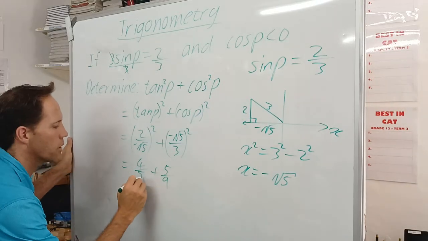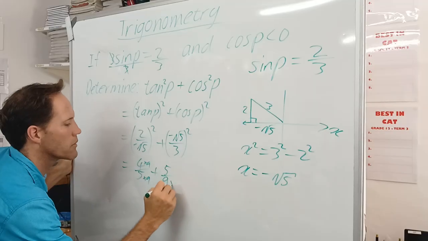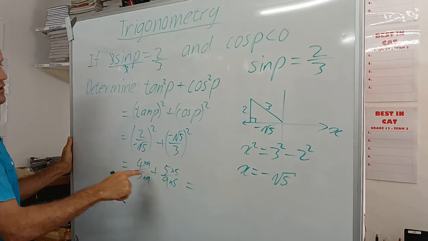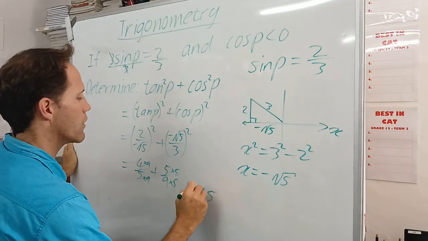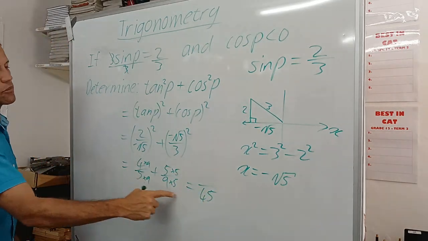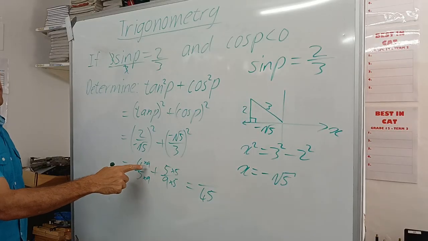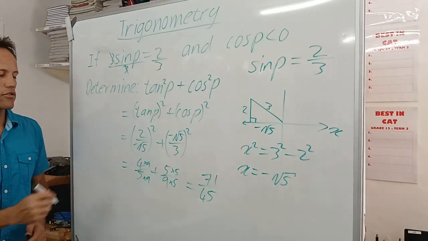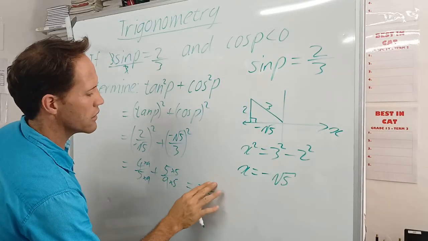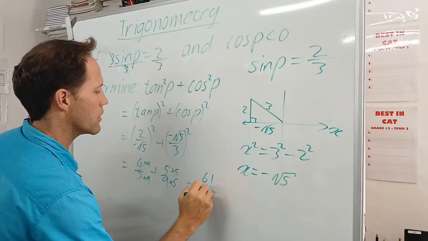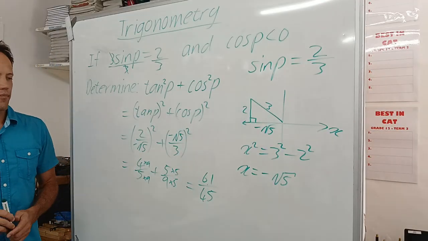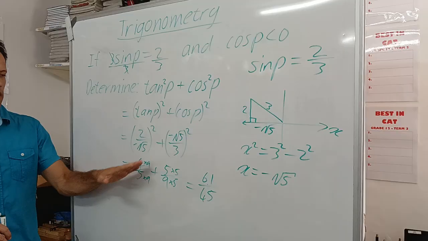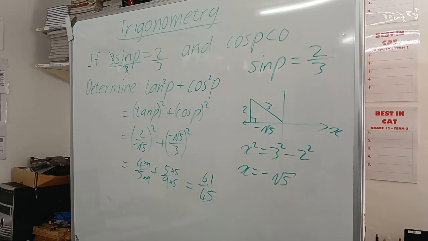Obviously we can multiply this side by 9 and this side by 5 to get the same denominator. You're going to get 25 plus 36 over 45. No, sorry, that's 4 times 5 is 20. So 20 plus 45... 61 over 45. Fine. You understand? The last step you can also do on a calculator.